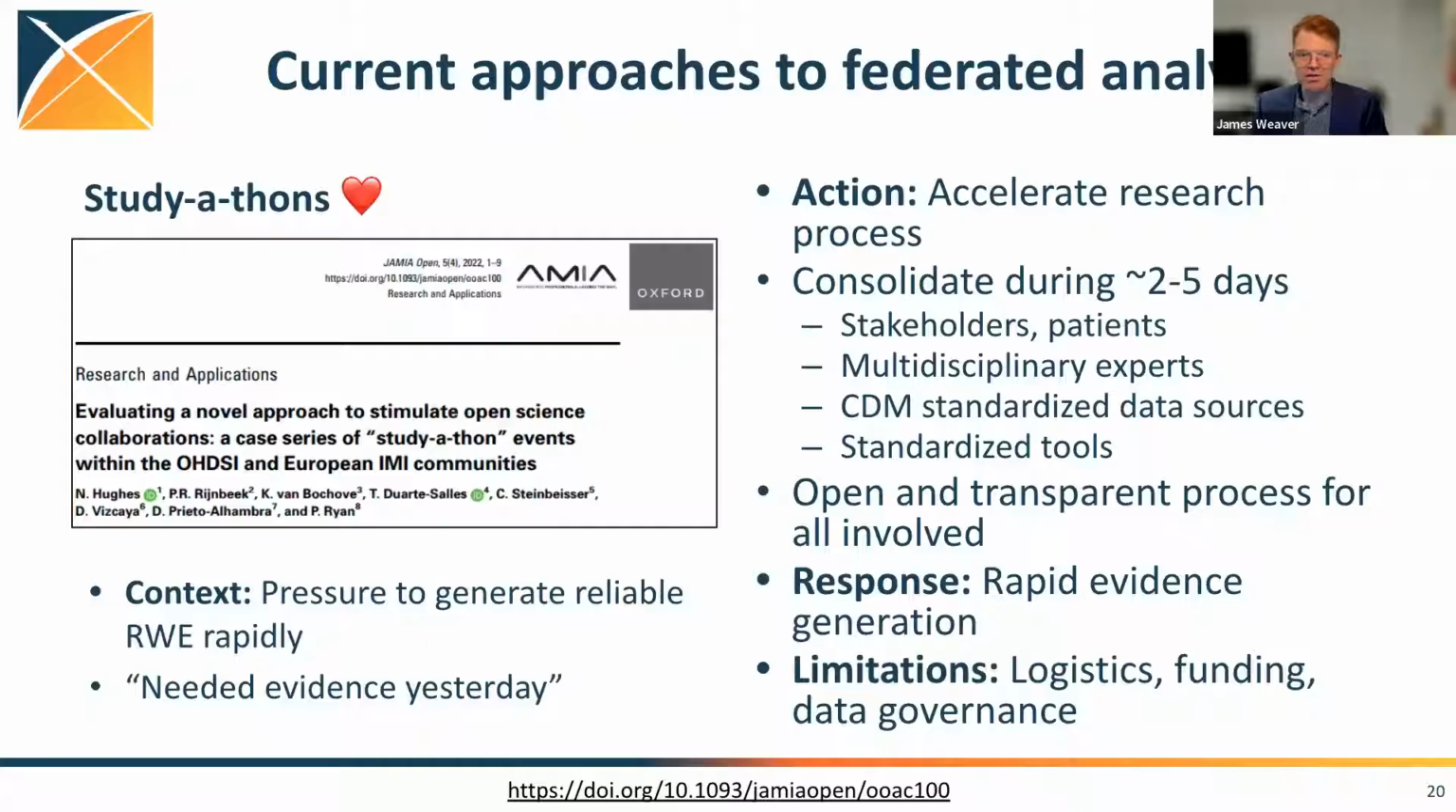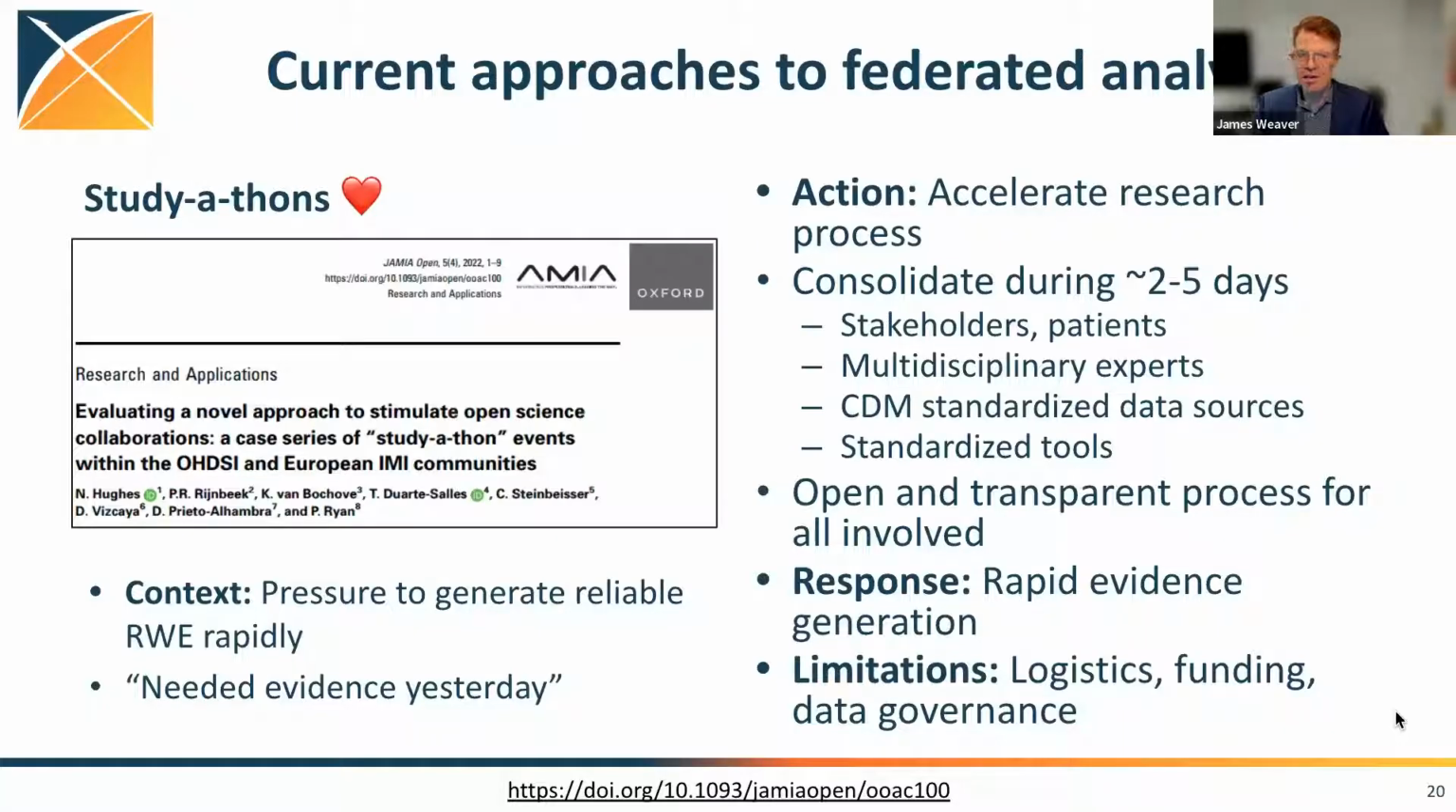No one loves to hear that reliable evidence to support a high-stakes decision was needed yesterday, and I'm sure this type of pressure is familiar to all of us. An OHDSI solution to accelerate the research process is to bring together relevant stakeholders, including patient representatives, data holders, experts in clinical sciences, informatics, data engineering, epidemiology, statistics, and the ultimate evidence users to conduct the research in an open, transparent, short sprint lasting from 2 to 5 days.